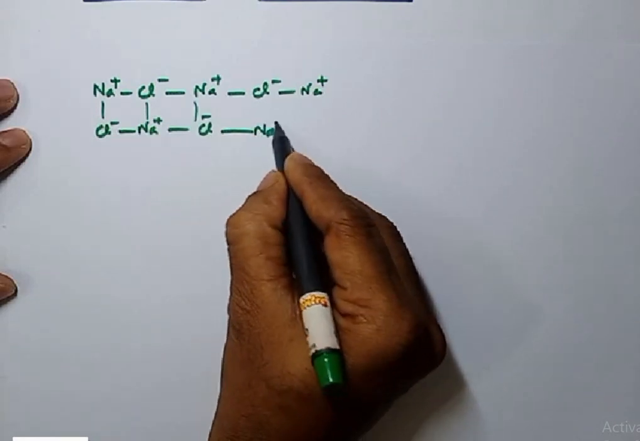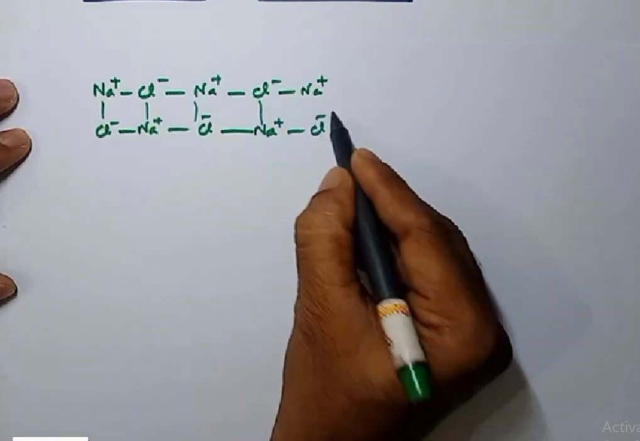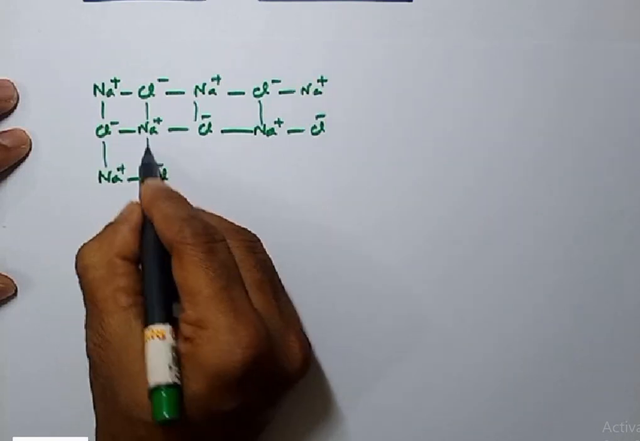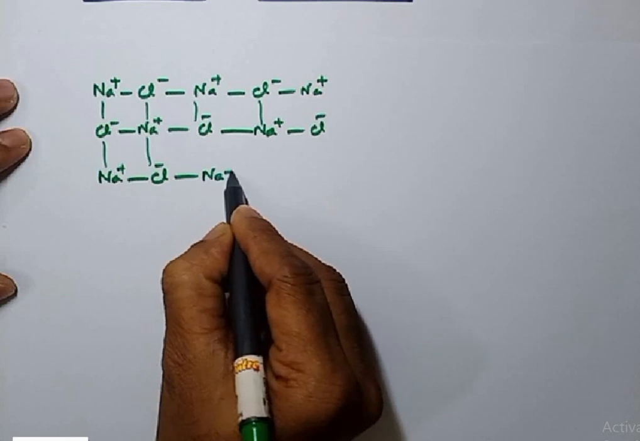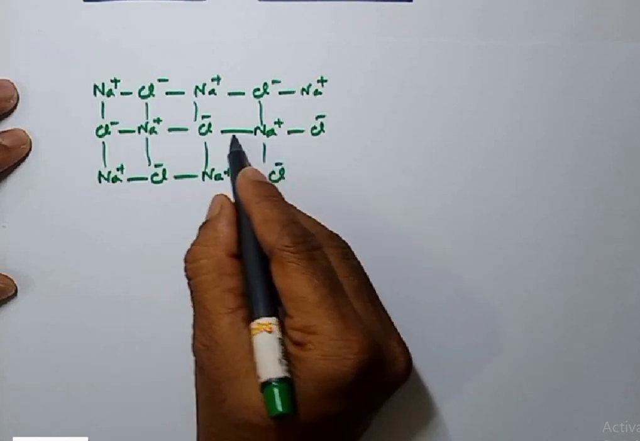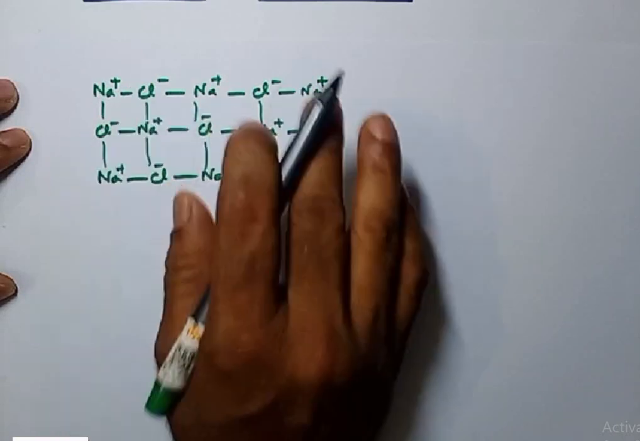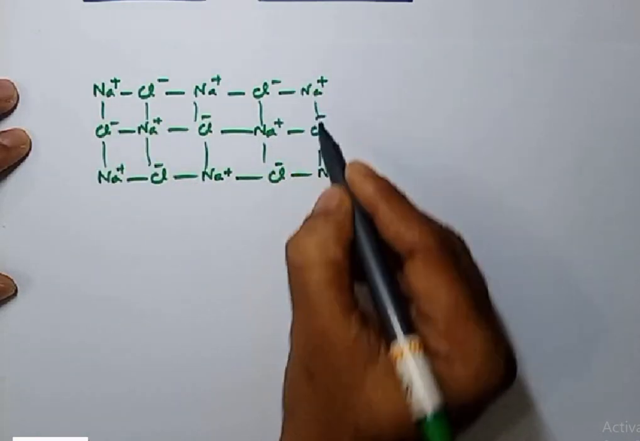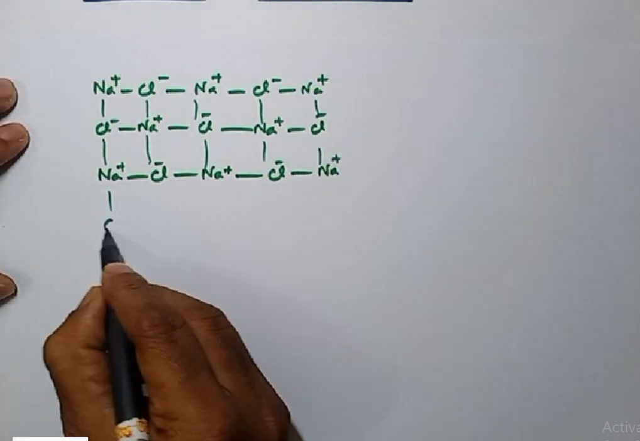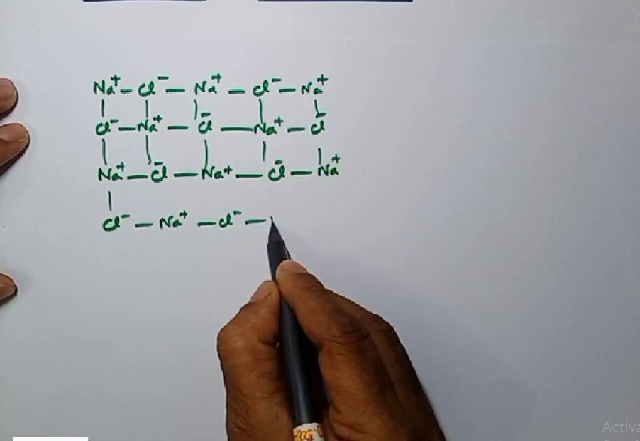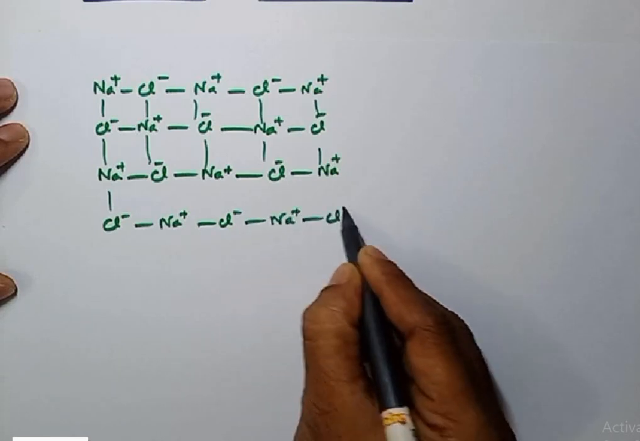One layer. Na plus, Cl minus. Again we have Na plus, Cl minus, Na plus, Cl minus. These lines are not bonds. I'm just connecting them to understand the crystal lattice. Like that it goes. So let me draw one more layer, one more line, so that it will be comfortable.